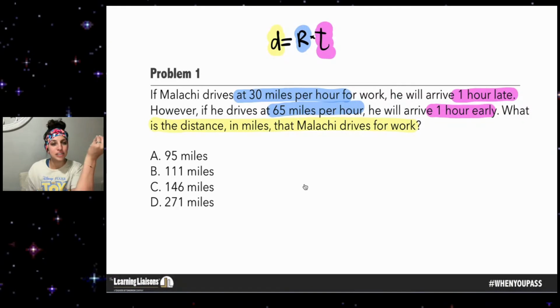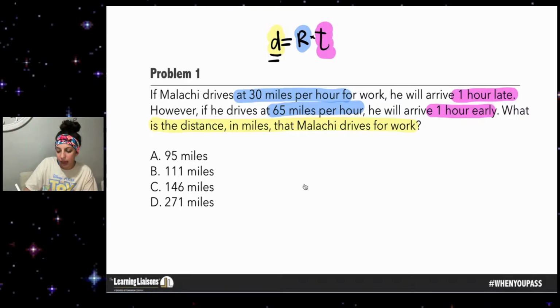So this is the interesting thing about this problem. We've got 2 rates, we've got 2 times. We don't have a distance, but what do we know? He's going to work. Is that distance changing at all? No, it's not. In fact, the distance is going to be the same no matter how fast he's going or how long it takes him. He's going to work the same place every day. So I know that my distance is going to be the same.